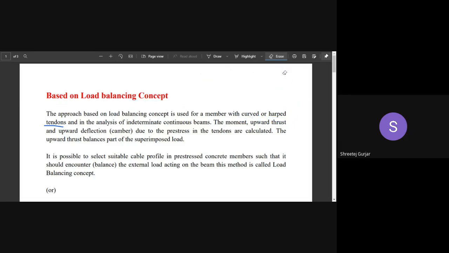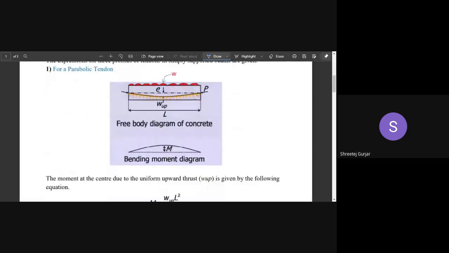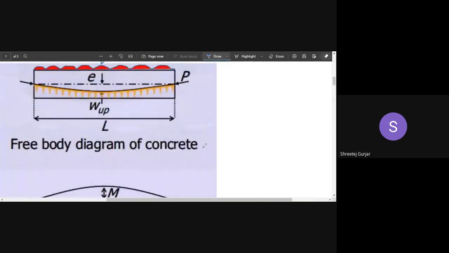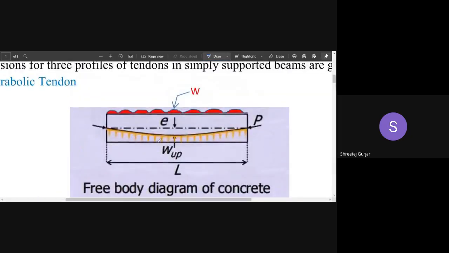So one more thing. You can observe this figure here. So you have a UDL, right? The value of this UDL is W, and then this is the eccentricity E, and then you have a curved cable.